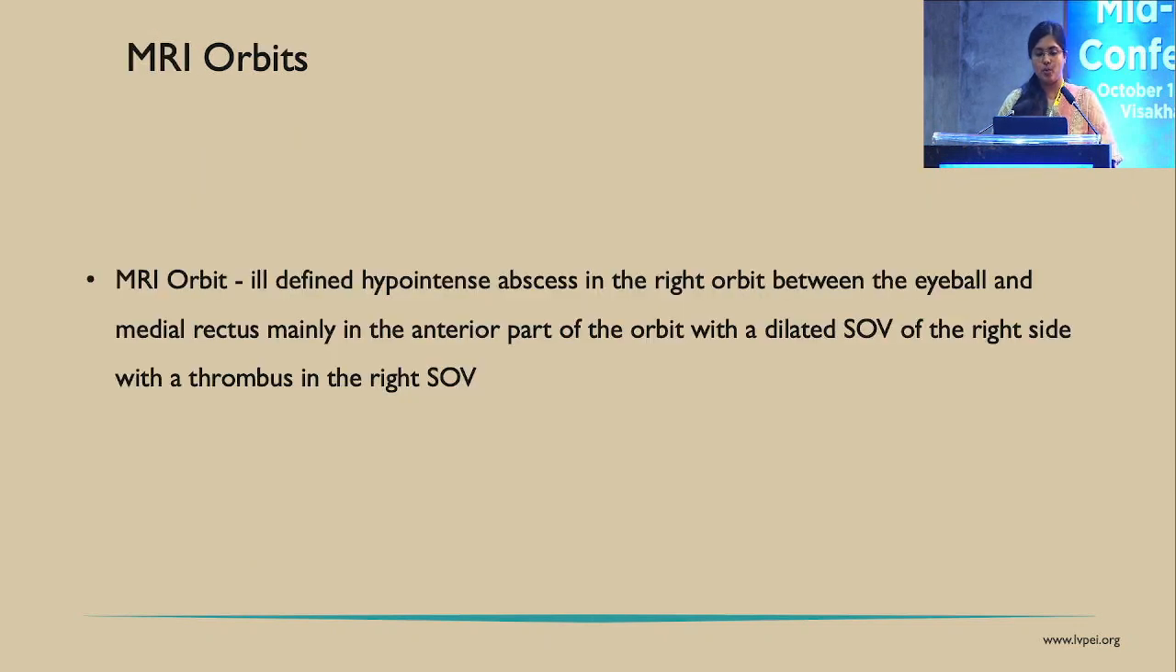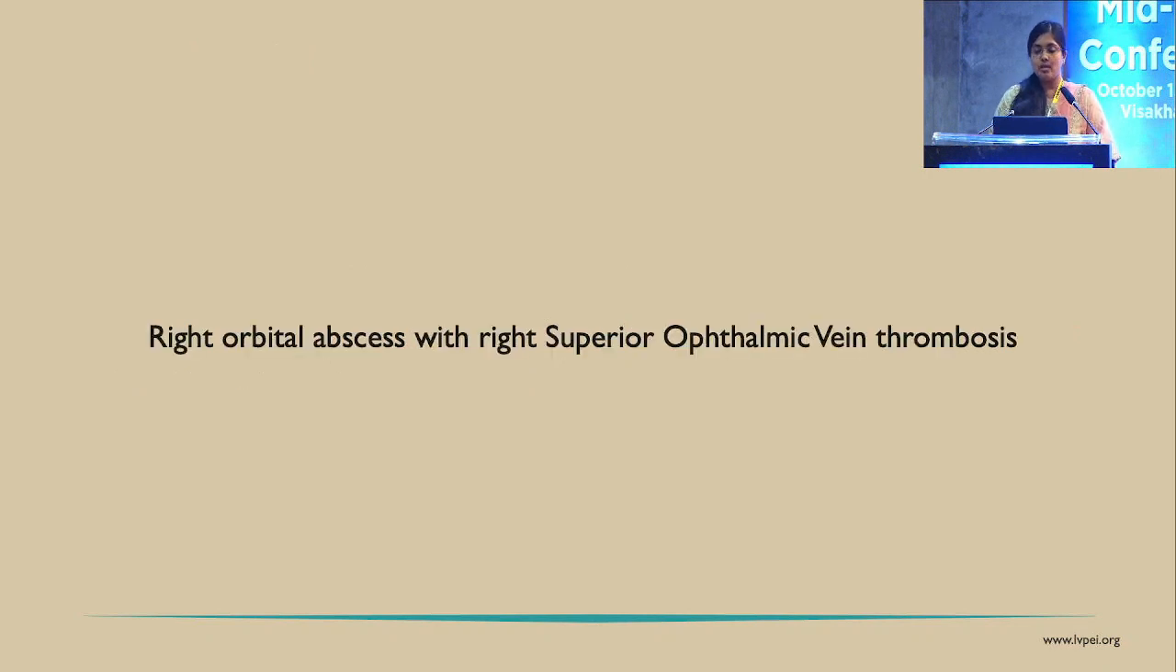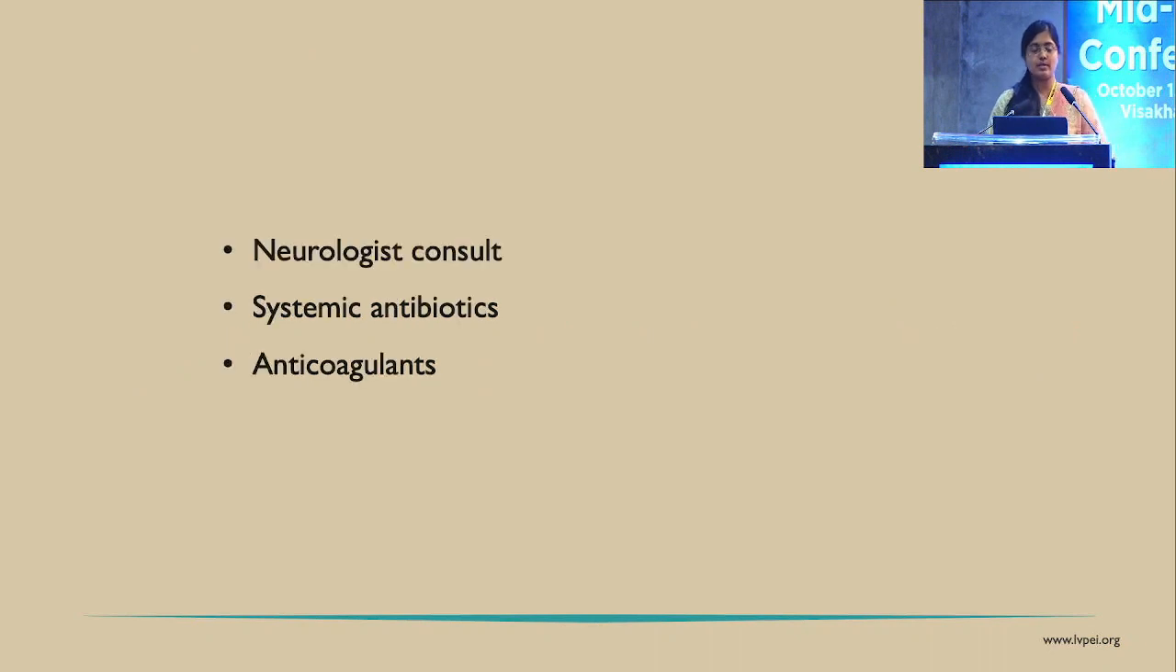CT orbit showed dilated superior ophthalmic vein and soft tissue densities in between the medial rectus and the globe. MRI orbit showed ill-defined hypointense abscess in the right orbit between the eyeball and medial rectus and a dilated superior ophthalmic vein. Sorry, the images are not available. So with the provisional diagnosis of right orbital abscess with superior ophthalmic vein thrombosis, the patient was advised to take a neurologist consult to start on anticoagulants and to find the cause for the thrombus formation in superior ophthalmic vein.